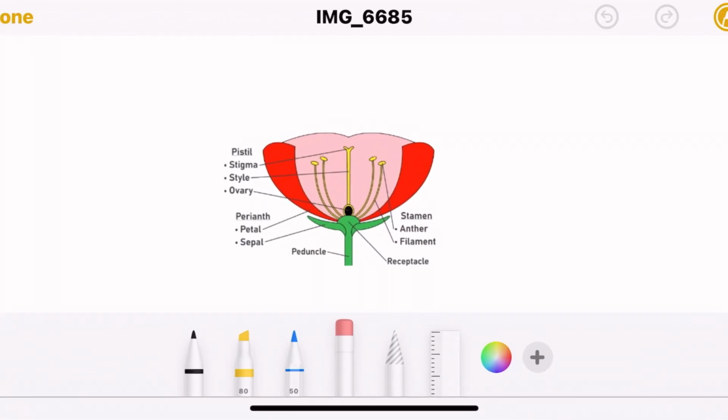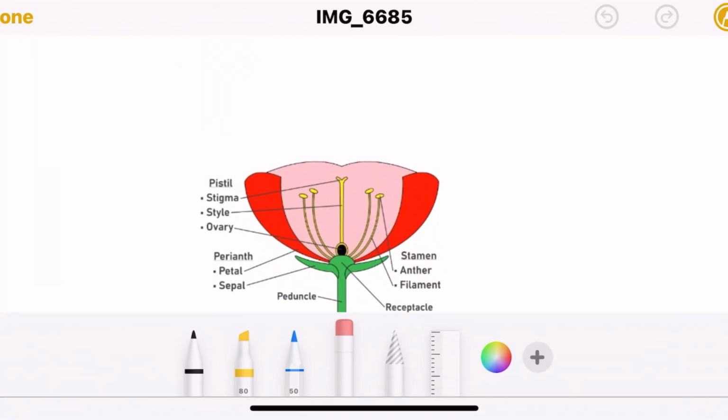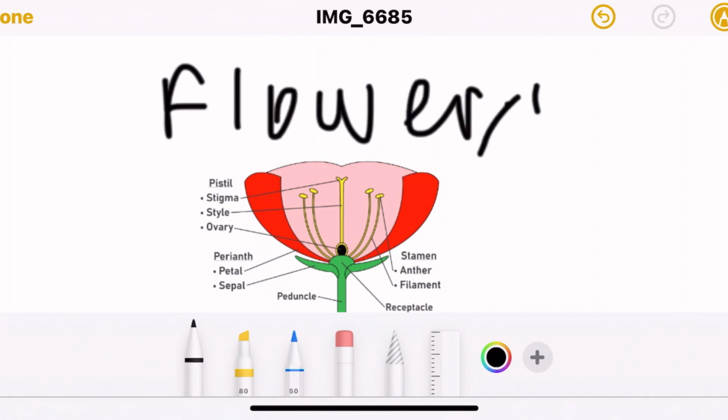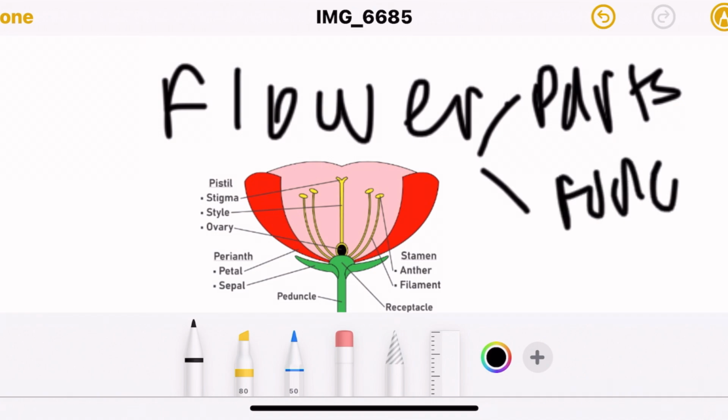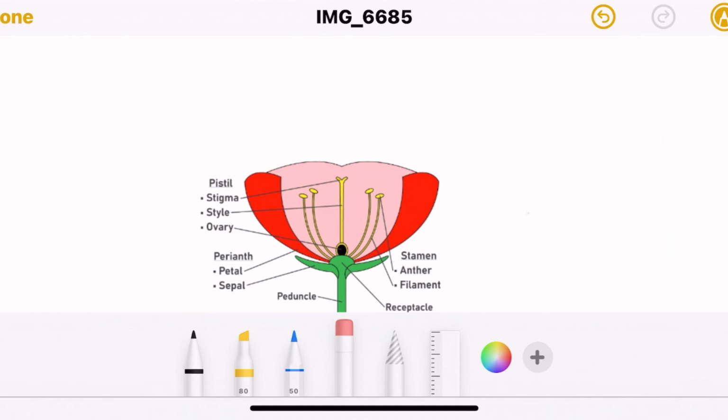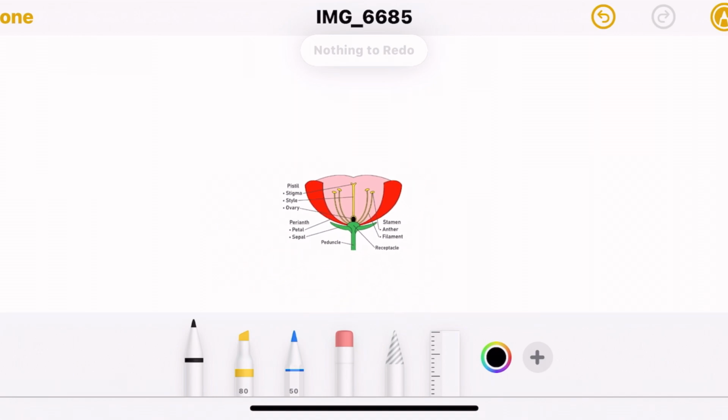Hello everybody. So today we're gonna study about flower, the parts of it and their function. So let's start with what is a flower. Basically, flower is a reproductive part.